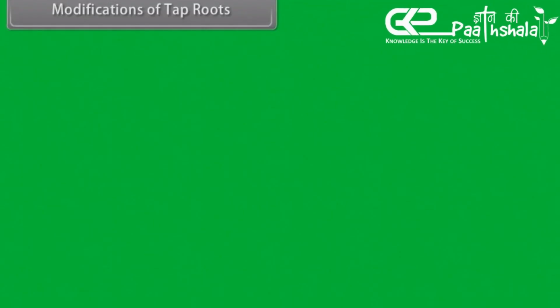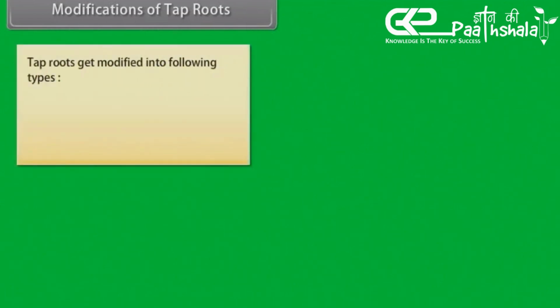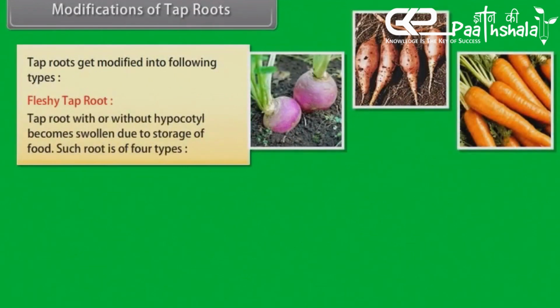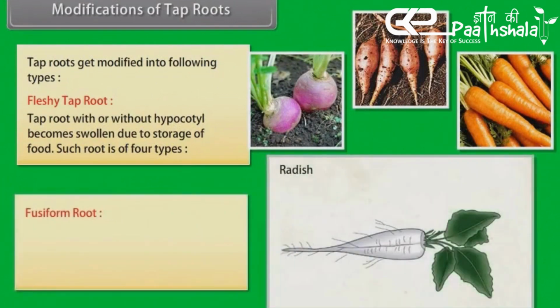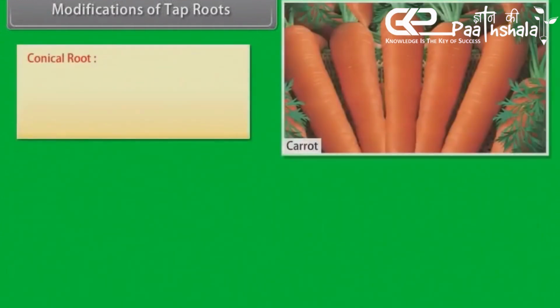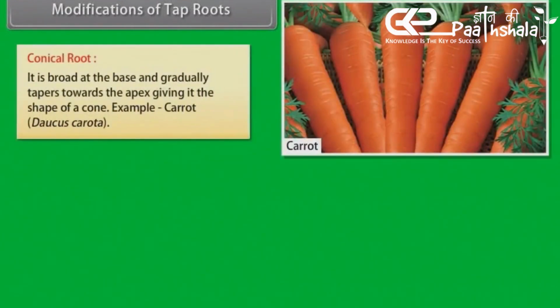Modifications of tap roots. Tap roots get modified into the following types. Fleshy taproot, with or without hypocotyl, becomes swollen due to storage of food. Such root is of 4 types. Fusiform root. Such root becomes thicker in the middle and tapering on both ends. It assumes a spindle shape. Example, radish, Raphanus sativus. Conical root. It is broad at the base and gradually tapers towards the apex, giving it the shape of a cone. Example, carrot.